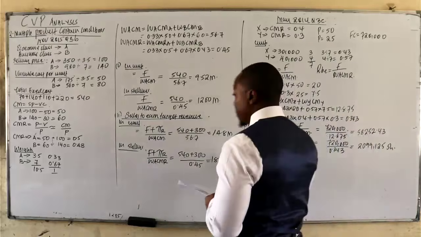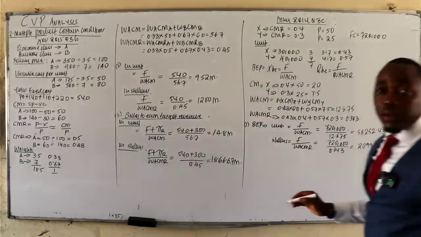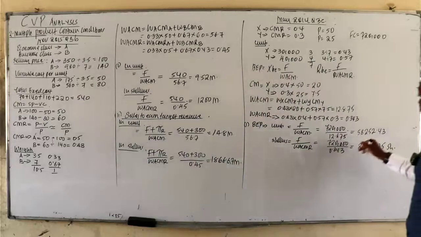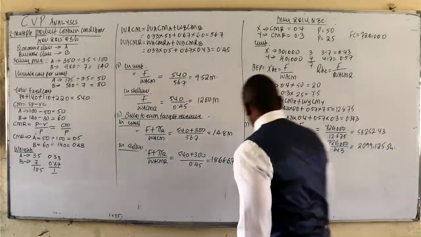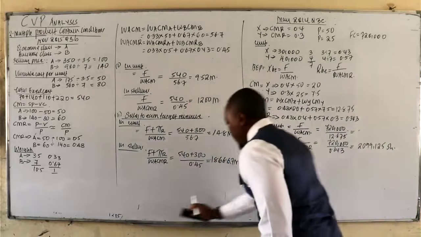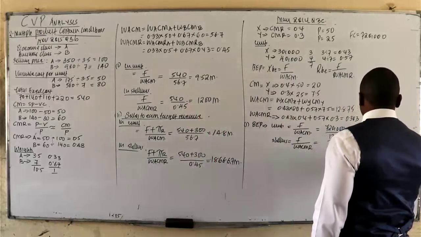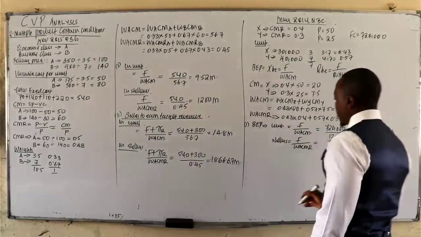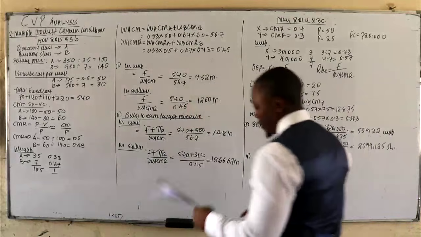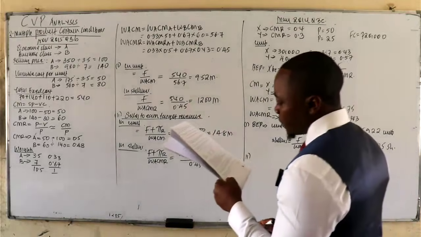Number 2, calculate the margin of safety in shillings. The first one is 55,922 units.